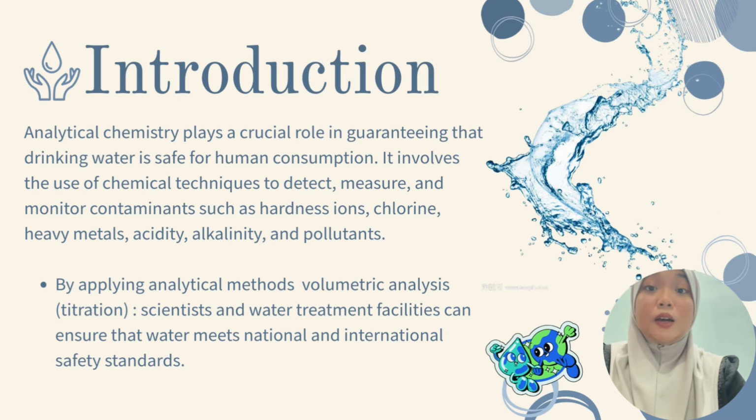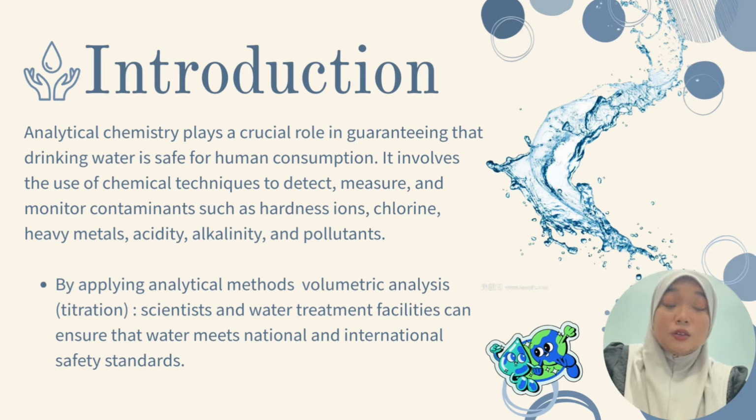We will present about how analytical chemistry ensures safe drinking water using volumetric analysis. For the introduction, analytical chemistry plays a crucial role in guaranteeing that drinking water is safe for human consumption. It involves the use of chemical techniques to detect, measure, and monitor contamination such as hardness ions, chlorines, heavy metals, acid, alkali, and pollutants.